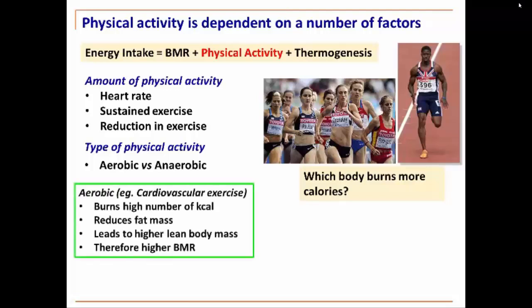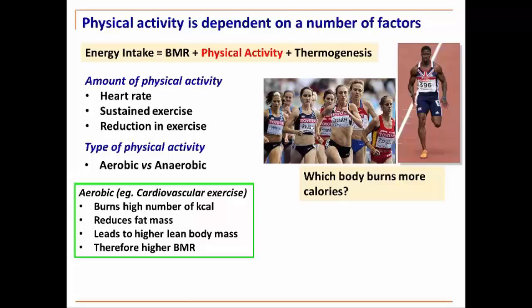Well, if you're looking at the aerobic side of things, that's where you're doing that cardiovascular exercise. It burns a high number of calories. When I used to race over 10K, taking just over 30 minutes, I would burn close to 800 calories in that time. Times that by 4, and you're on to 3,300, 3,400 calories, kilojoules rather, just in a 30-minute race. So it burns a high number of calories.